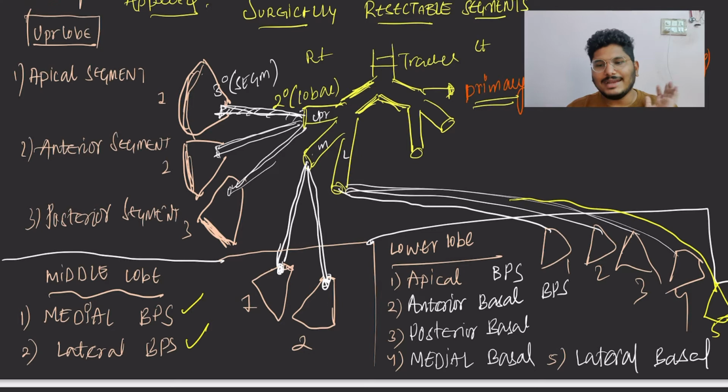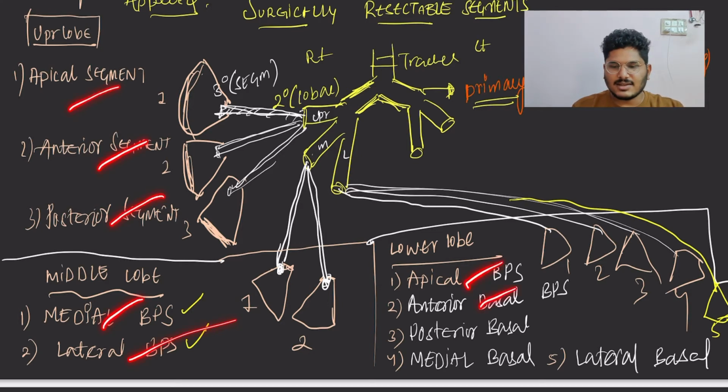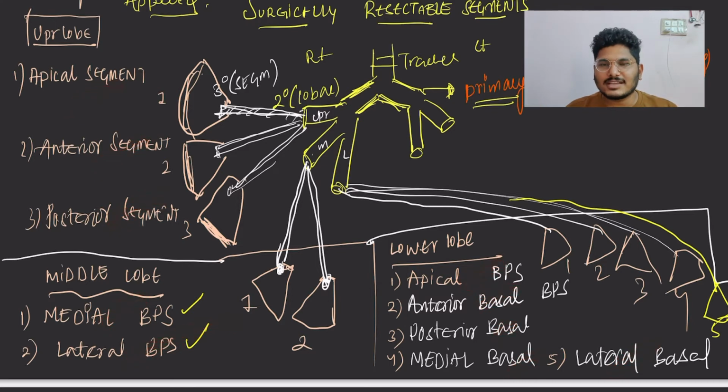This is about the right lung. So totally 1, 2, 3, 4, 5, 6, 7, 8, 9, 10. There are 10 bronchopulmonary segments for the right lung. These bronchopulmonary segments are separated from each other by an intersegmental alveolar septum, and they can be easily surgically resected.